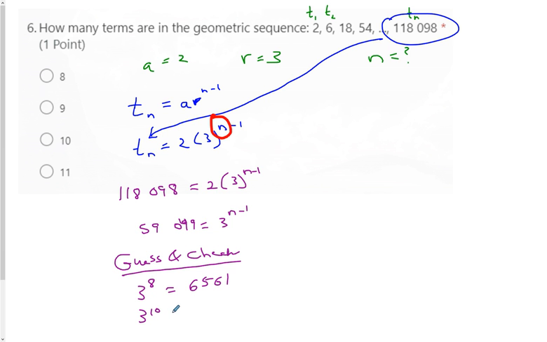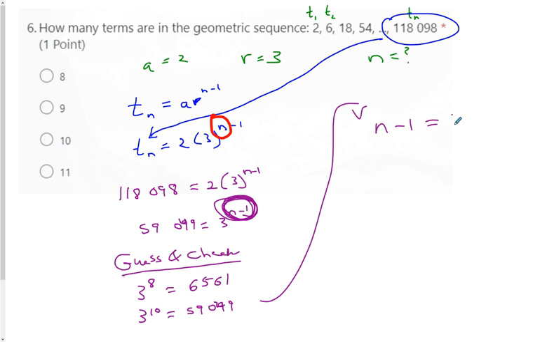Let's try 3 to the 10. That's going to be 59,049. That's it. We got it. So 3 to the 10 is the one we want. Now here's the thing. If we move up here, we really have an n minus 1 right here. So that whole thing's got to work out to be 10. So n minus 1 has got to be 10 to make that math work. That means n has got to be 11 if we add 1 to both sides. Okay, so that's how many terms there are. There are 11 terms.